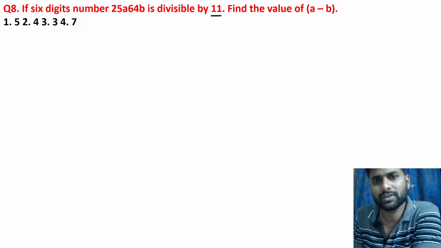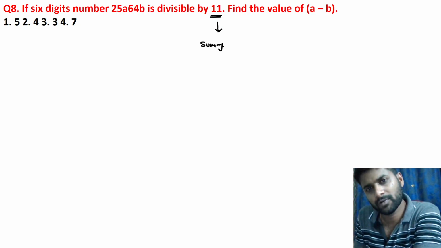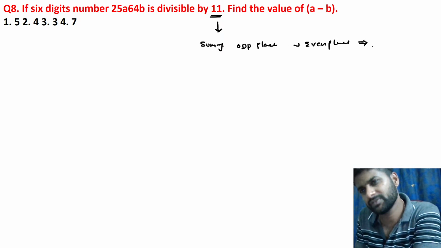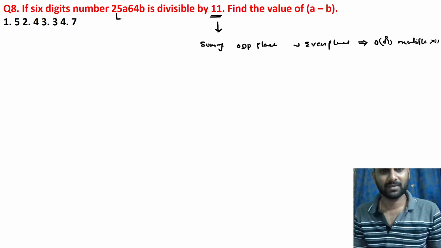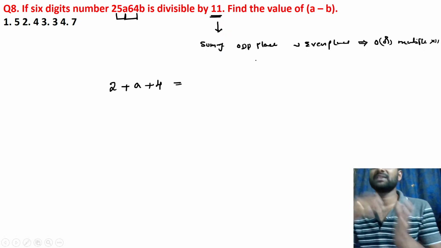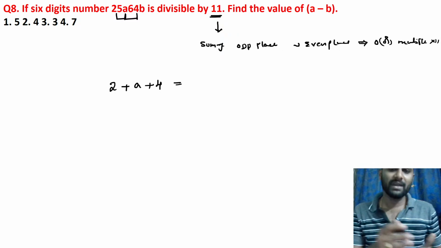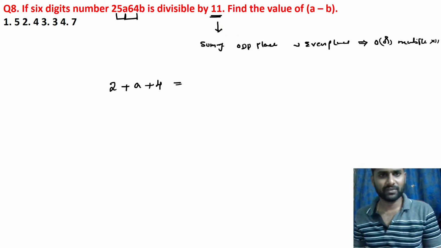Now see here the divisibility property. See, the divisibility property of 11: the difference of the sum of odd places and the sum of even places is exactly either 0 or a multiple of 11. If it is 0, we can understand that the sum of odd places is equal to the sum of even places. See, there is a number here, where 2 plus a plus 4 is exactly equal to the sum of the even places.